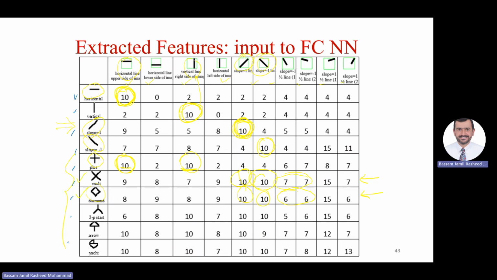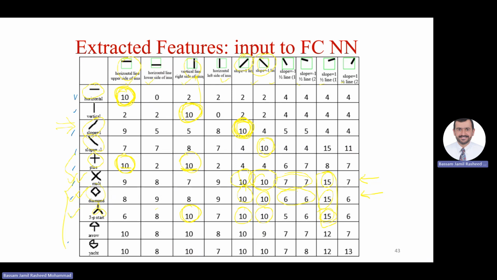Now we move on with the 3-point star, the inclined, and the vertical line, because this is the vertical line, these are inclined. So it detected those composite features. Also, we have here a little bit of slope, a negative slope composite feature. It is actually common, these are being detected also for the multiply sign, diamond sign, and 3-point star.